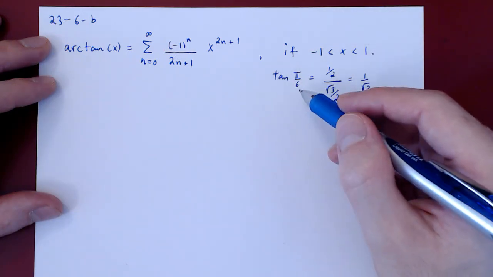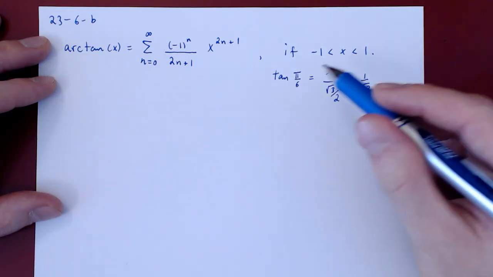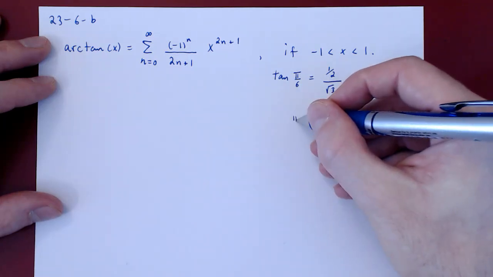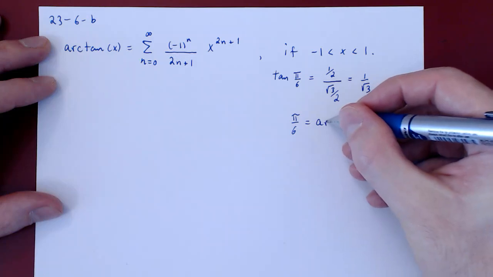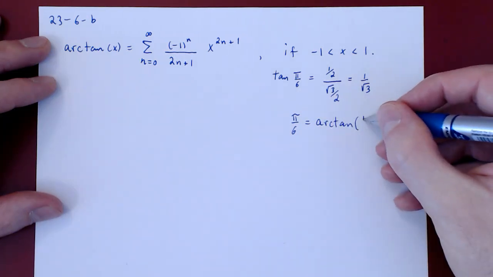Now tan of pi over 6 is 1 over √3, so take the arctangent on both sides of this equality. So arctan of tan cancels, and so pi over 6 equals the arctangent of 1 over √3.